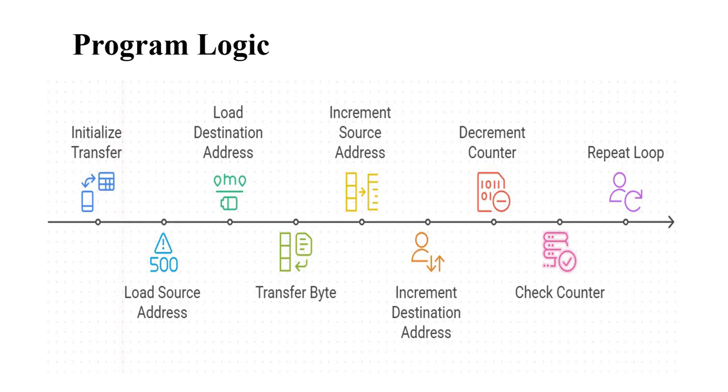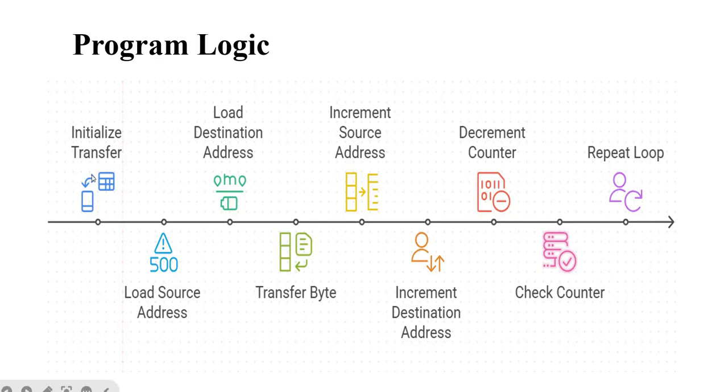Once the counter has been decremented, then we will check the counter. If the counter has become 0, if it has reached the 0 value, then there is no need to repeat the loop. If it has not reached 0, then you have to repeat the loop. This is the overall logic of the program.